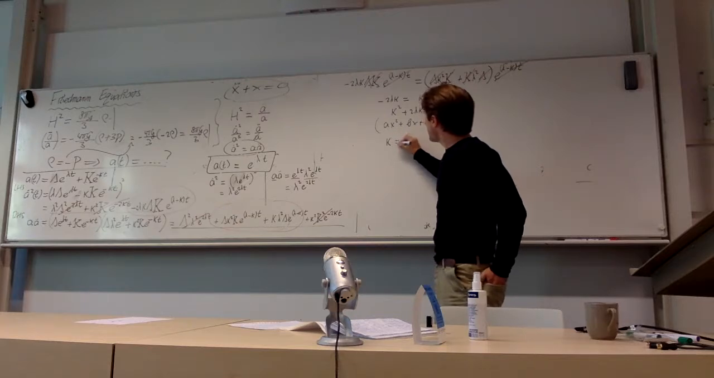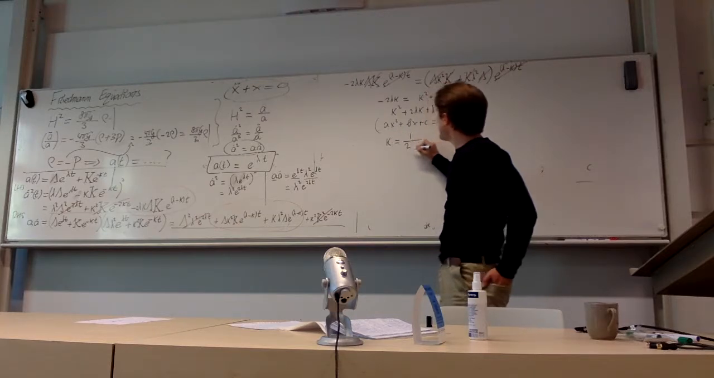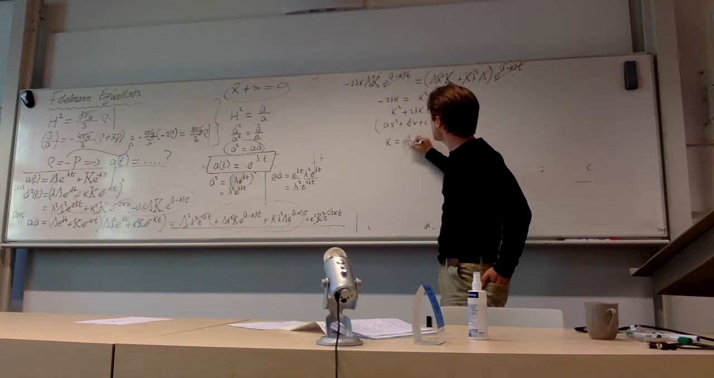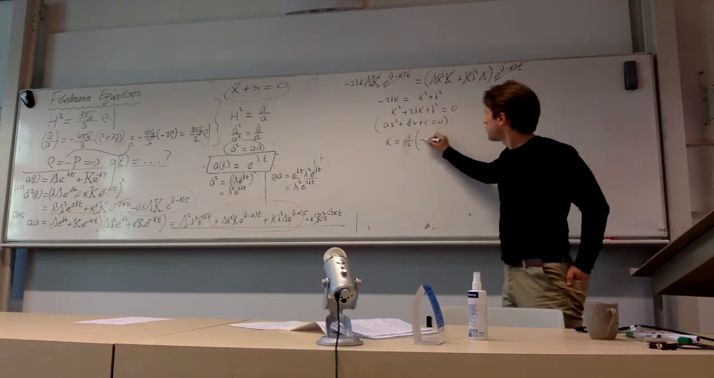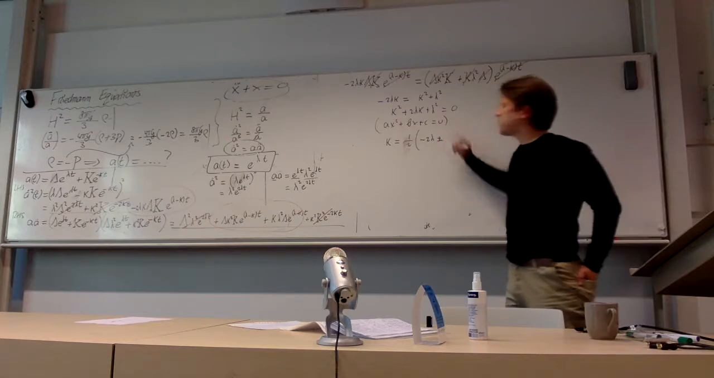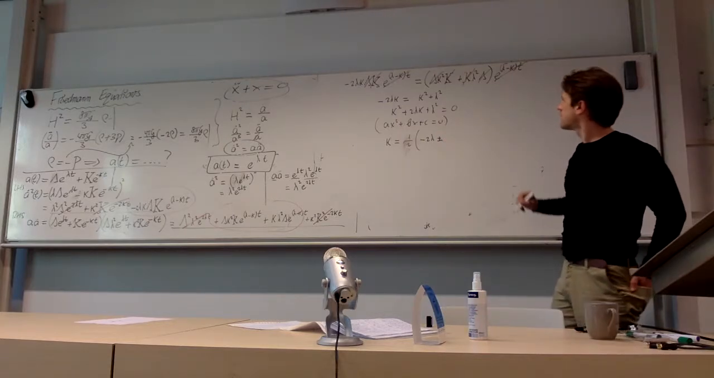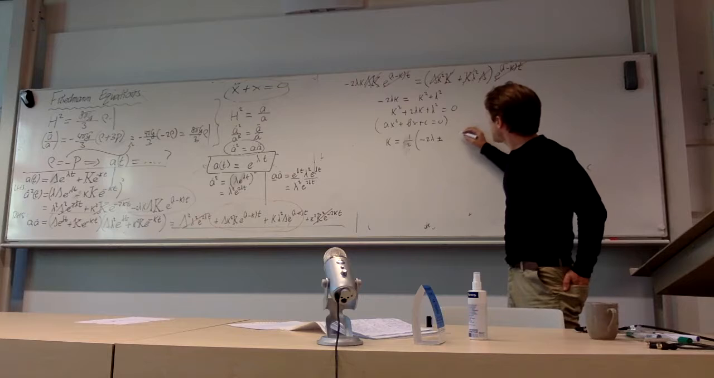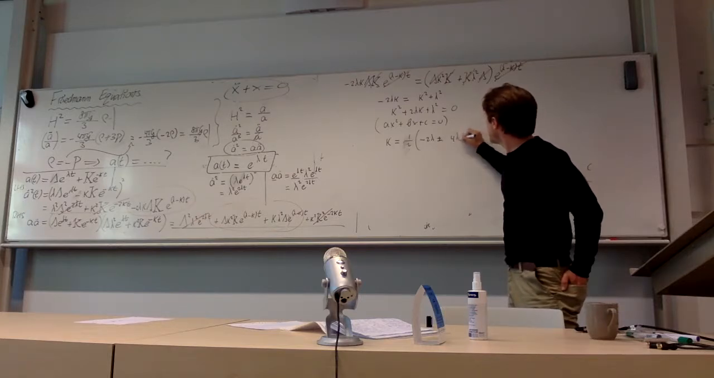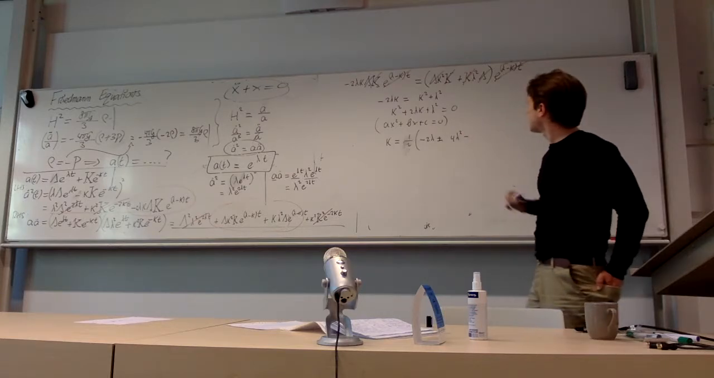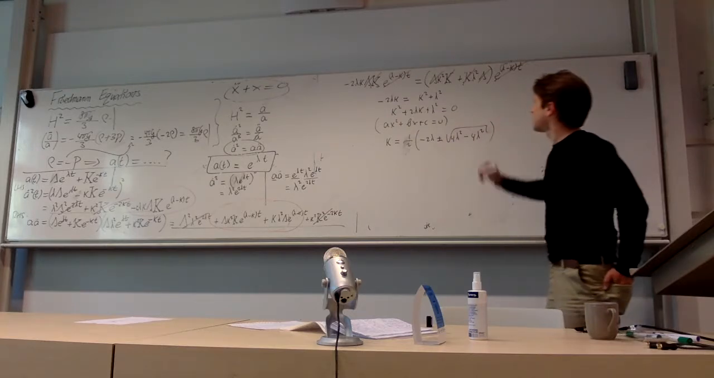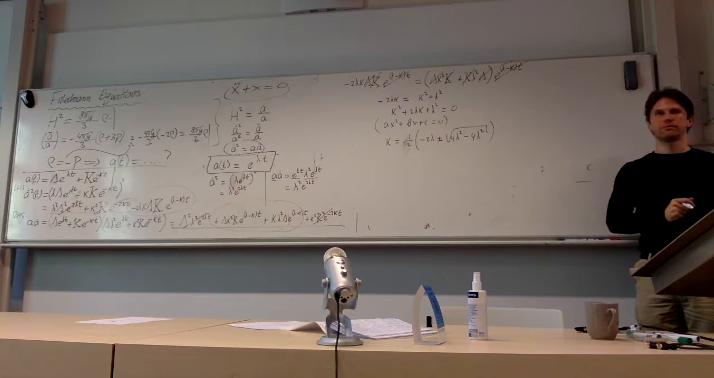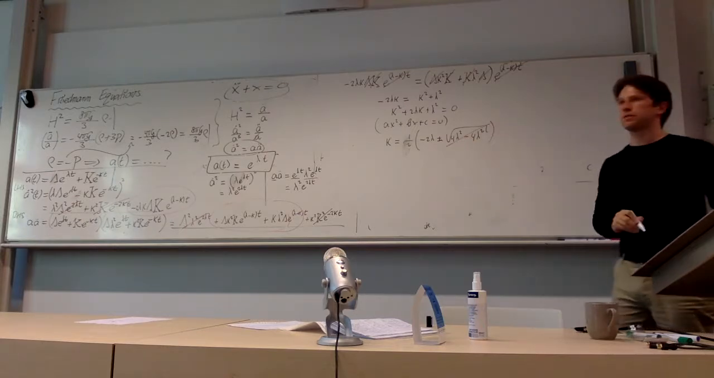That gives us kappa is 1 over 2 times a, which is 1 in our case, so 1 over 2, times minus b, minus 2 lambda, plus or minus the square root of b squared, which is 4 times lambda squared, minus 4 times c. This is just me going through the algebra. Cancels.